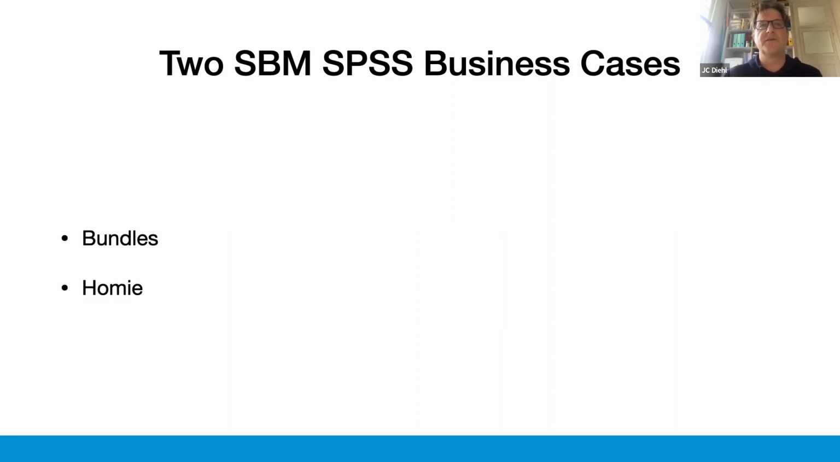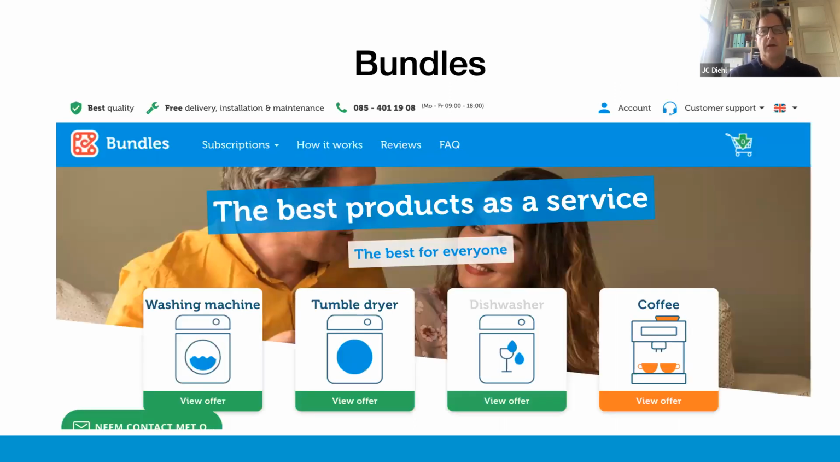with you two business models who try to help the consumer to decrease the environmental impact. Both of them are in the Netherlands. One is Bundles, and the other one is Homey. First one is Bundles, and you see here their website, and they are renting out washing machines, tumble dryers, dishwashers, and coffee machines. The biggest business for them is the washing machine.